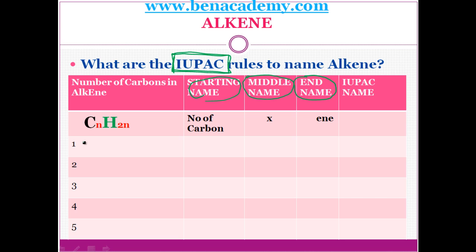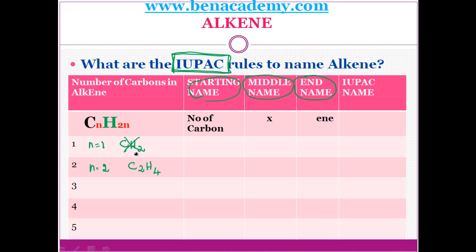If the number of carbons is 1, then the formula will be CH2, that is C1H2. I already told you this compound cannot exist. I'll let you know why when we learn the structural formula. Now, when the number of carbons is 2, that is when n is equal to 2, what is the formula? C2, then 2 times 2 is 4. So C2H4. The starting name depends on the number of carbons.